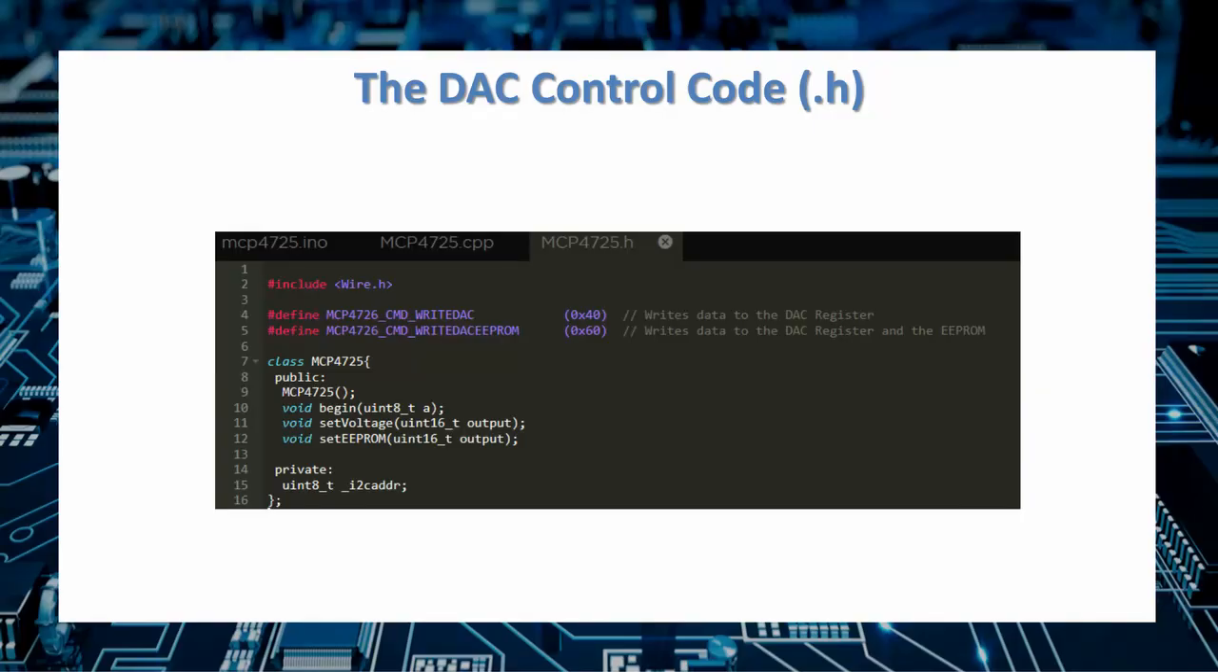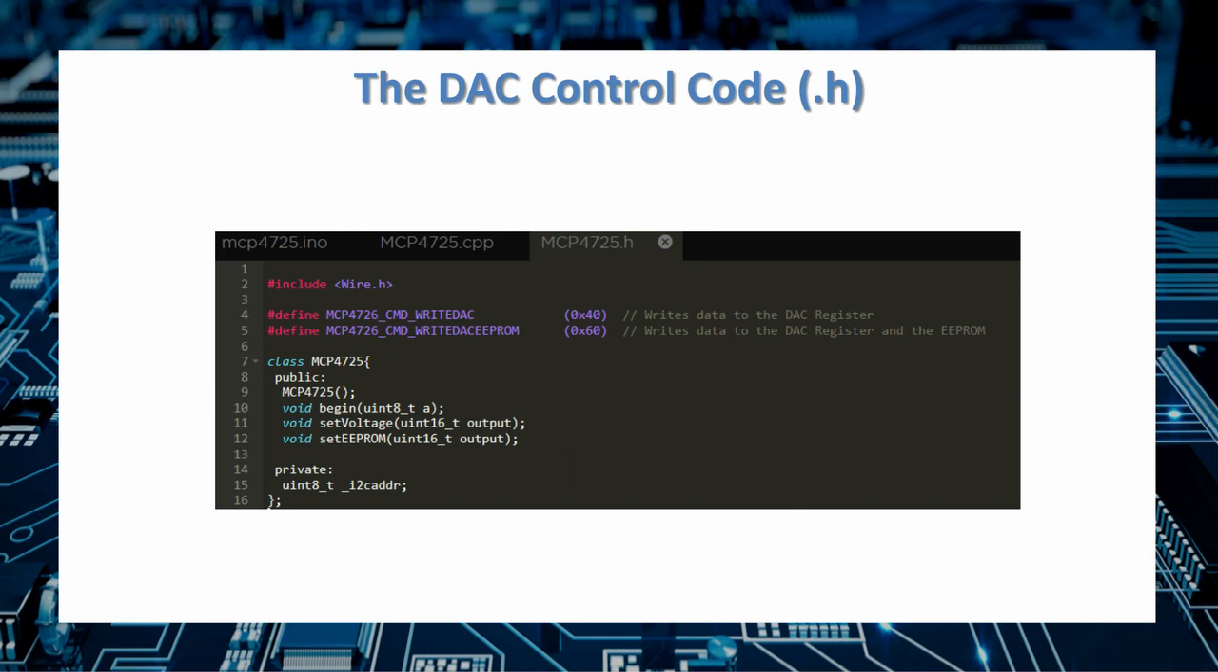So let's start by declaring a class for the DAC, along with its member variables and methods. We need to include the wire library, which is in wire.h. Next, we use two define statements to assign the commands their binary values. Command write DAC gets assigned 40 hex, and command write DAC and EEPROM gets assigned 60 hex.